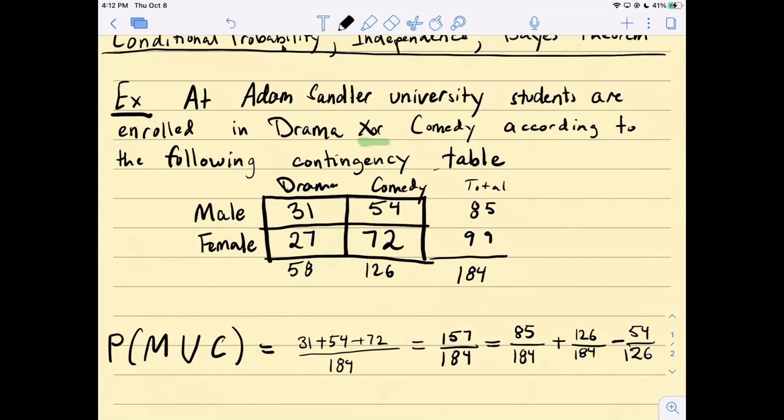Excellent. Okay. So that's how you could do union using this table.